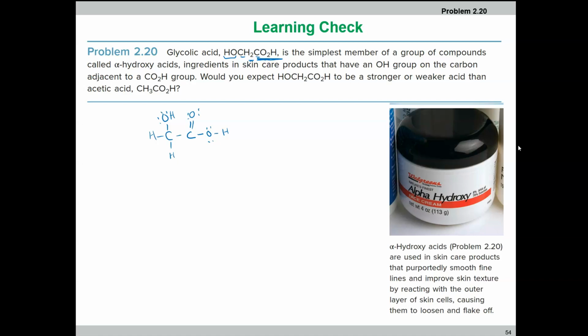And then we also want to look at acetic acid. So CH3, COOH again. So we'll have that compound again.